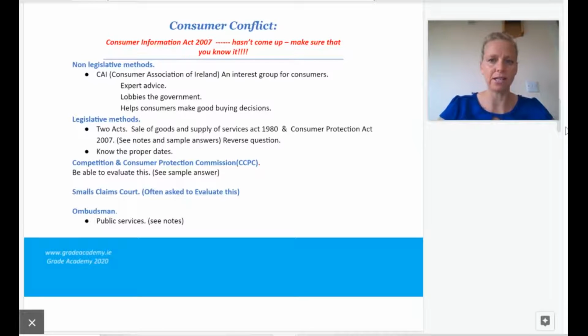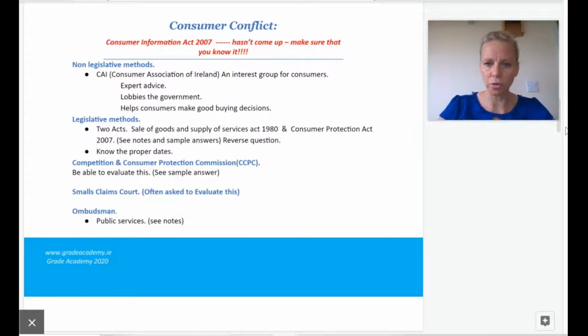you solve this non-legislatively? Okay, so we have the Consumer Association of Ireland. So this CAI, again, that's another abbreviation for you. Okay, Consumer Association of Ireland. And again, be able to it might come up as a 10-mark question. I can see that featuring as a 20-mark, maybe a 10-mark question. What are the functions? What's the purpose of the CAI?